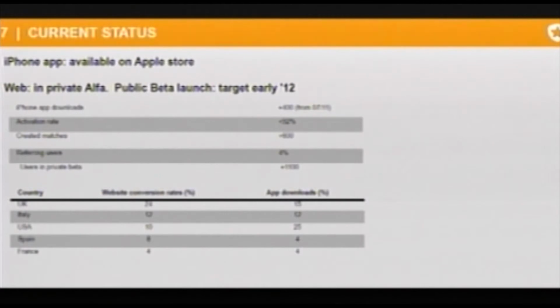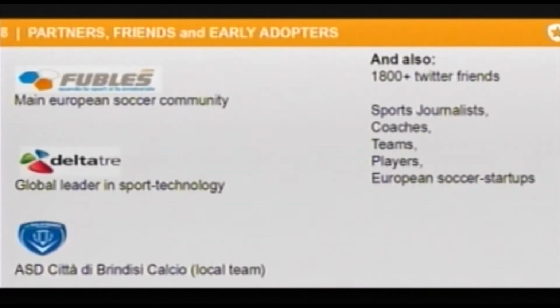We don't have any advertising on the product because we need to finish it before August, and we need to work hard on the product. So these numbers are just an example that we are already measuring how people behave with our technologies. We already have some friends and partners coming out from sport technology industries or from soccer communities. We trust in them in terms of going to market.